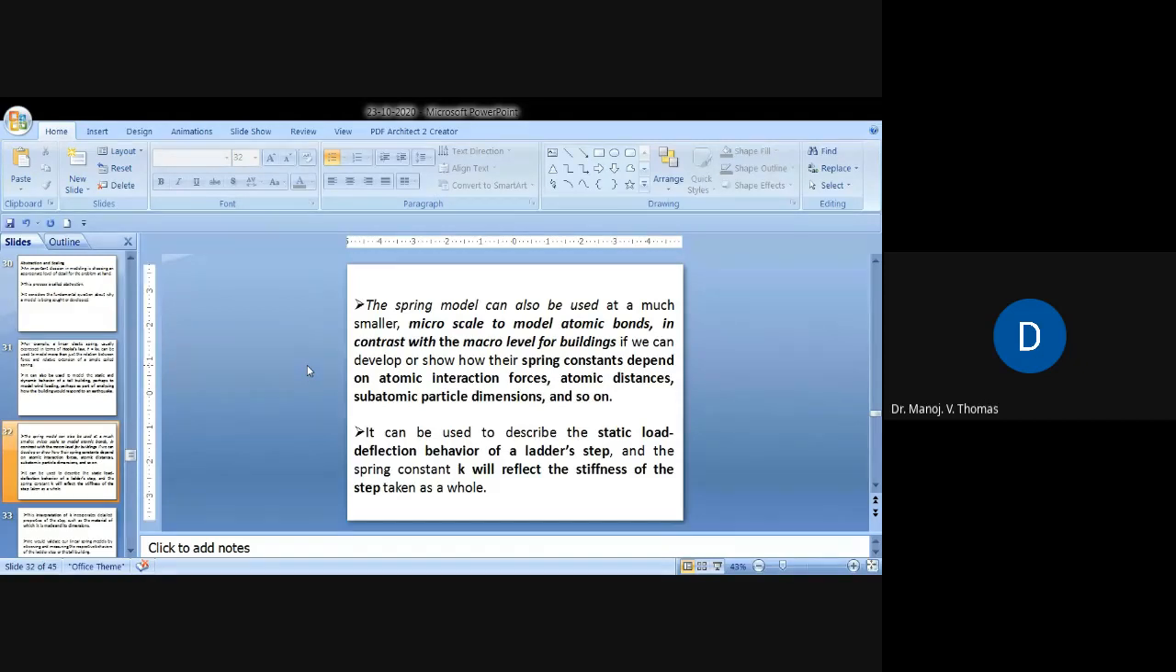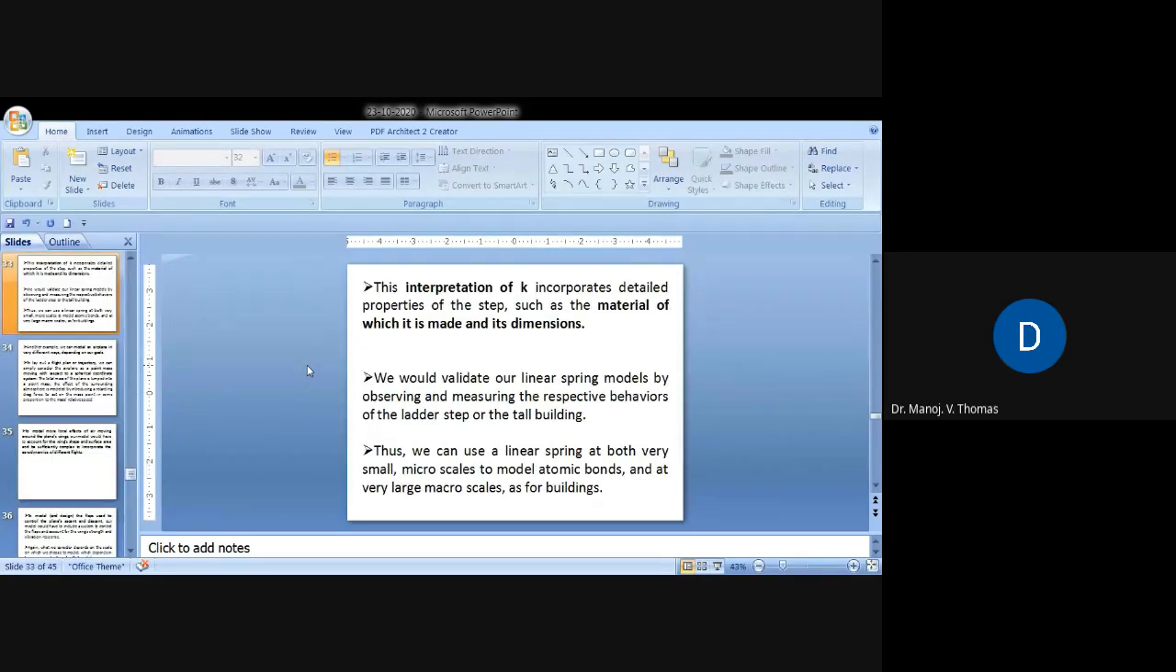We use a ladder to climb up and to reach height. So whether a particular ladder can carry a weight of 100 kilogram, or support a person weighing 100 kilogram, 80 kilogram, 120 kilogram, isn't it? So there is a maximum weight that the ladder can support. Now again, the spring equation, Hooke's law, can be used in that particular context as well. So the spring constant k will reflect the stiffness of the step taken as a whole.